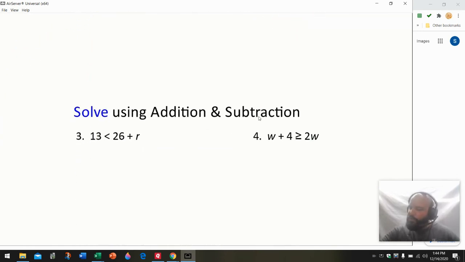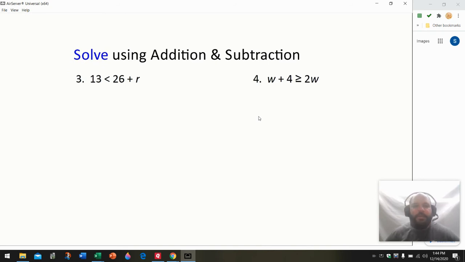Now, moving on to number 3, this one is going to be done in a similar fashion. We're going to draw our line down from the sign. We're then going to identify the variable, and we're going to see what is happening to the variable. In this case, the variable is being added to 26. So we need to undo the addition of 26 by subtracting 26 from both sides. When we subtract 26 from both sides, these two cancel. I'm left with my variable here, and 13 minus 26 is negative 13. And then the sign is going to drop down.